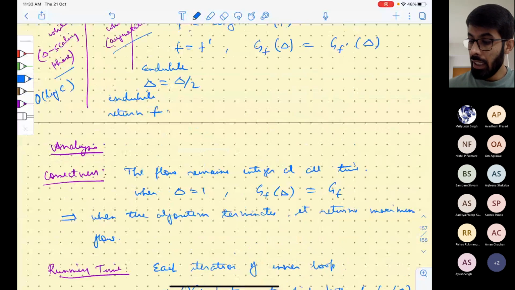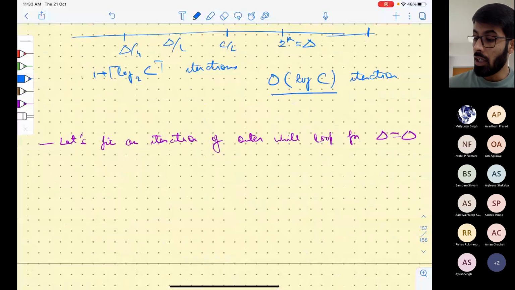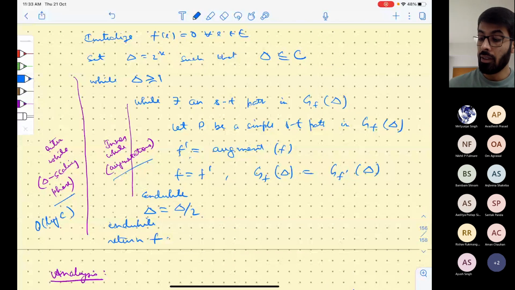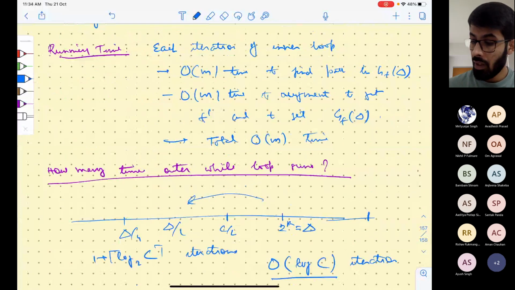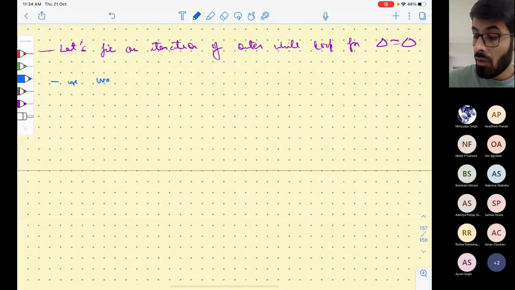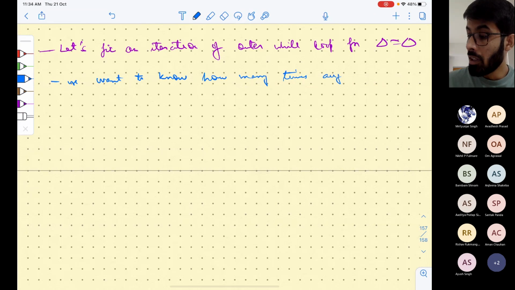But the inner one is the more interesting one. So for that, let's fix some delta. Now we have fixed some delta, and we want to know how many times the augmentation can happen.